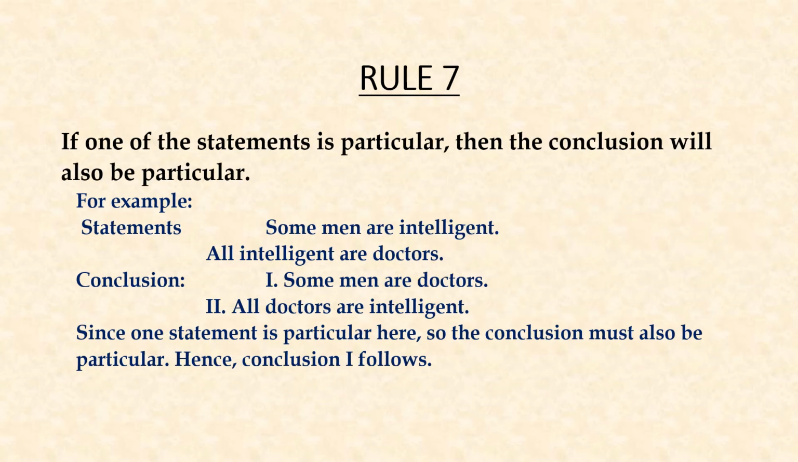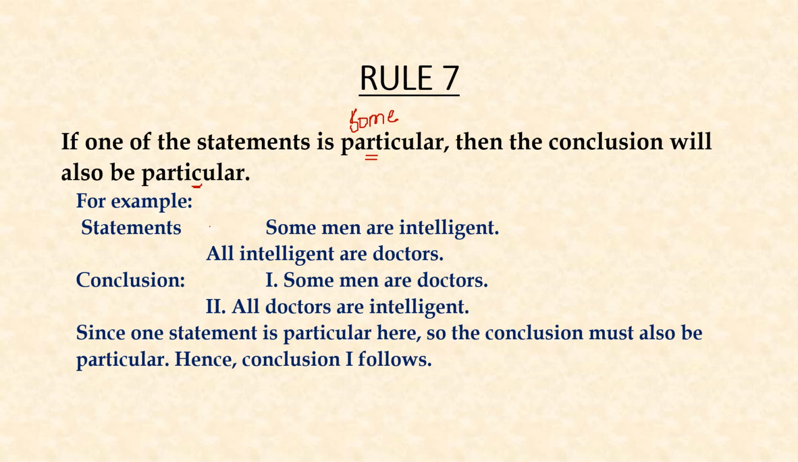Rule number 7 says, if one of the statements is particular. Particular क्या होता है? When we find the word some written, because all is universal and some is particular, then the conclusion will also be particular. यानी कि जो हमारी conclusion है उसमें भी some word होना चाहिए.